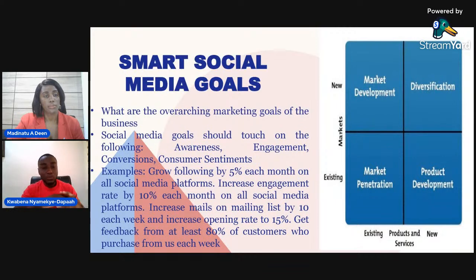You want to be putting them on a WhatsApp group and a Telegram group so that you have that constant interaction with them. And you also want to know what they think about the product. So these are the things that should be driving your SMART social media goals.